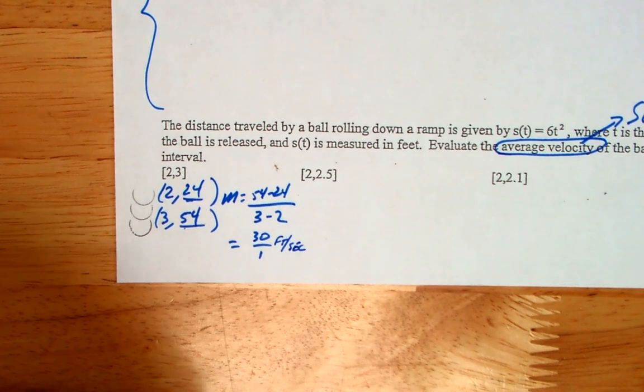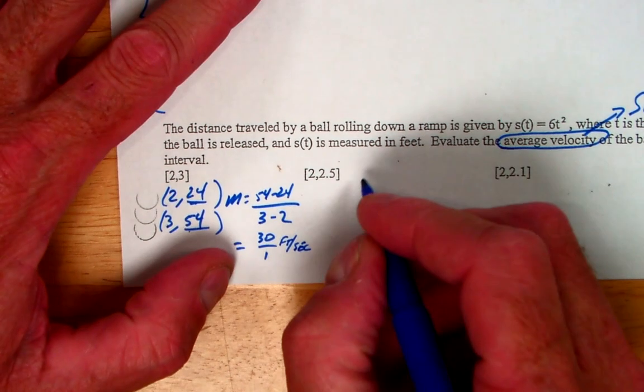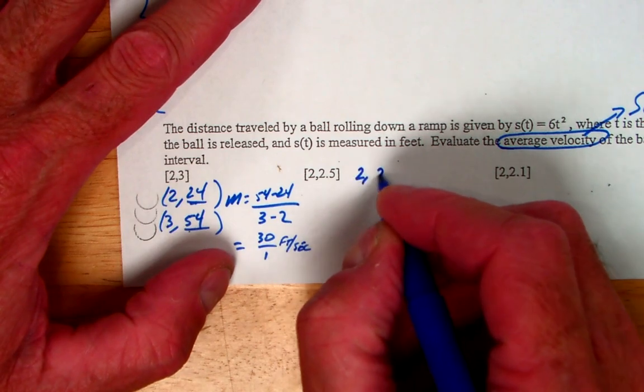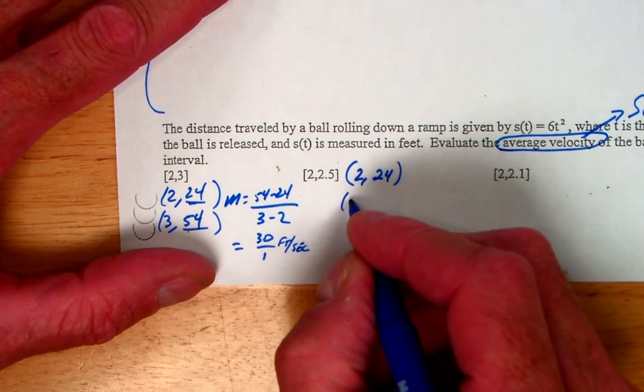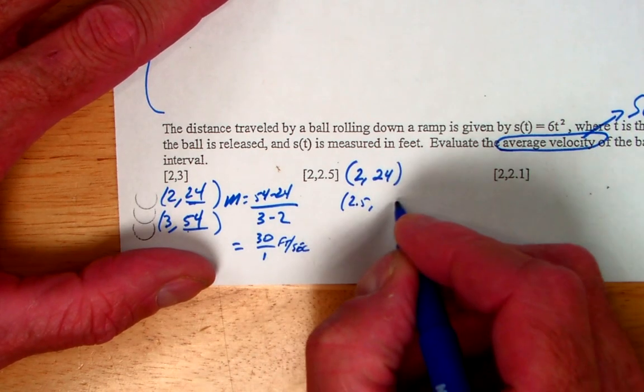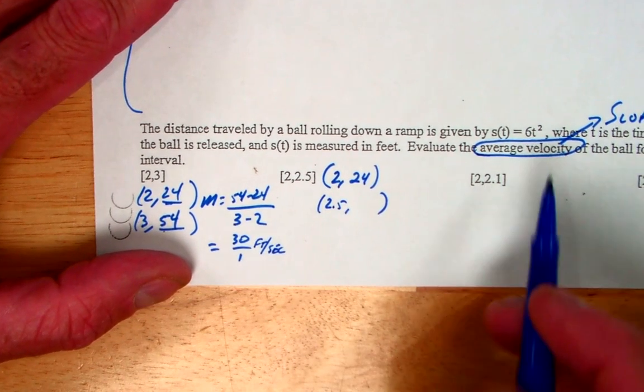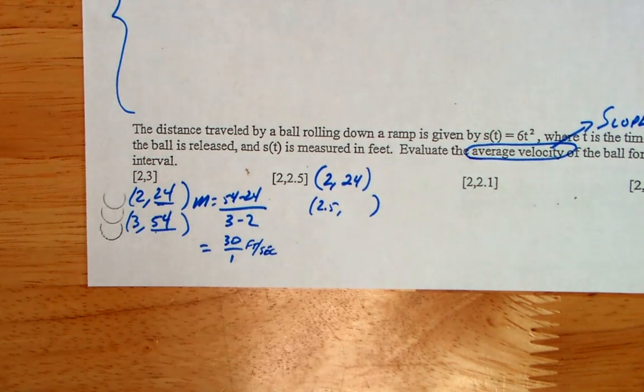Now let's go to another smaller interval. 2 and 2.5. I'll do the first point, 2 gives 24. Do the next point, 2.5. You tell me where it's at using your formula. Go for it. Keep your calculators out for a bit because you may need it.